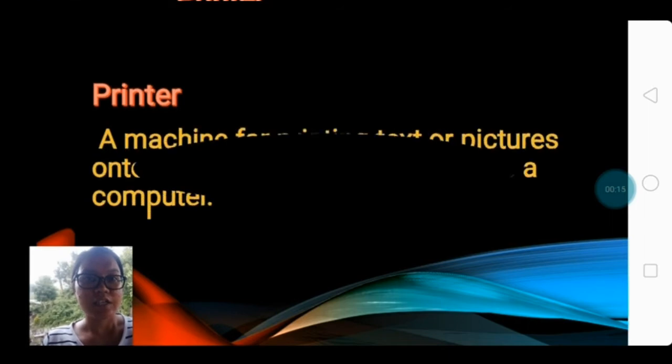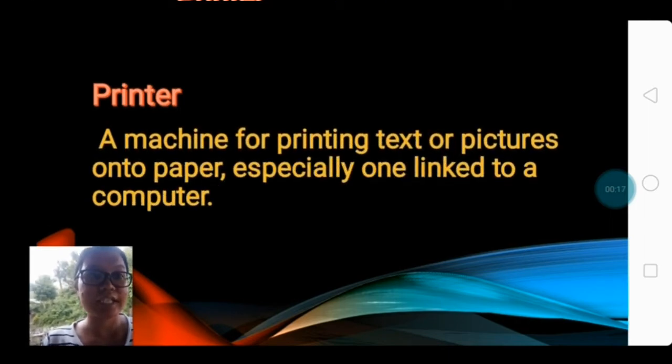Let's define what is a printer. So, a printer is a machine for printing text or pictures onto paper, especially one linked to a computer.